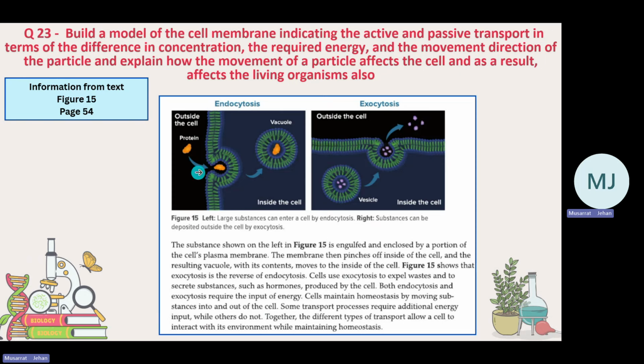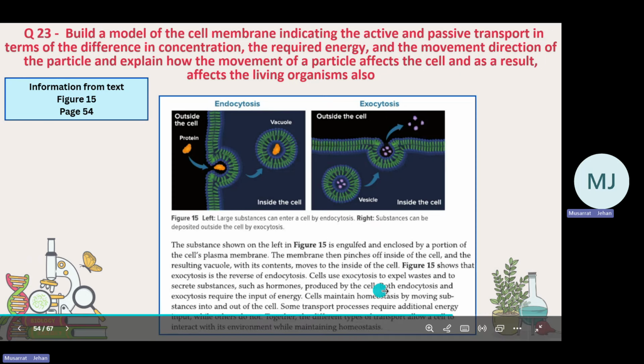So the substance enters the cell by endocytosis. It is engulfed and enclosed by a portion of the cell's plasma membrane. The plasma membrane sinks and the substance is enclosed by the plasma membrane, and it forms a vacuole. The contents move inside the cell. This is endocytosis. Exocytosis is the opposite of endo. It means the substance has to leave the cell. It has to go out of the cell, like waste material has to move out of the cell.